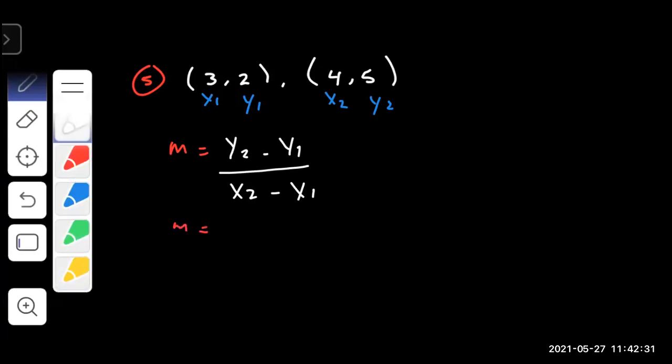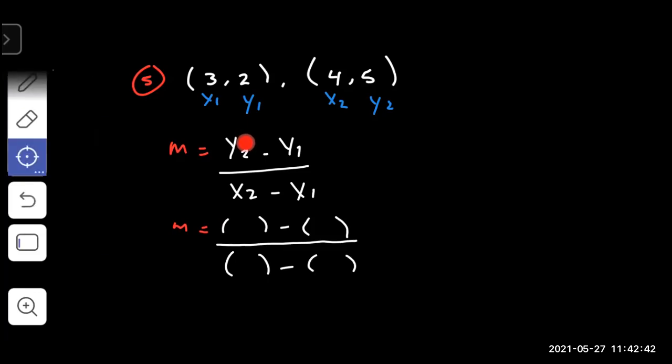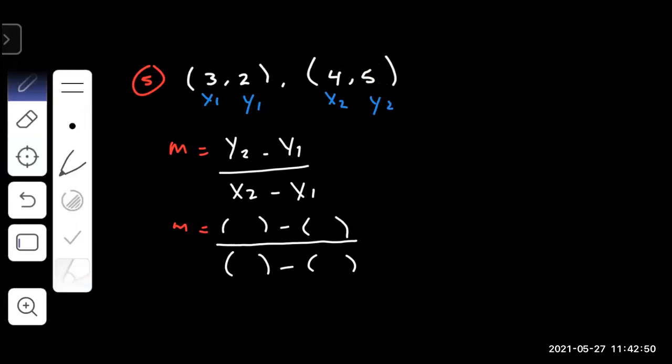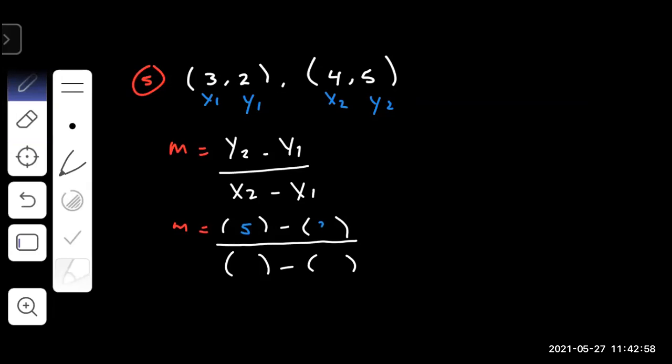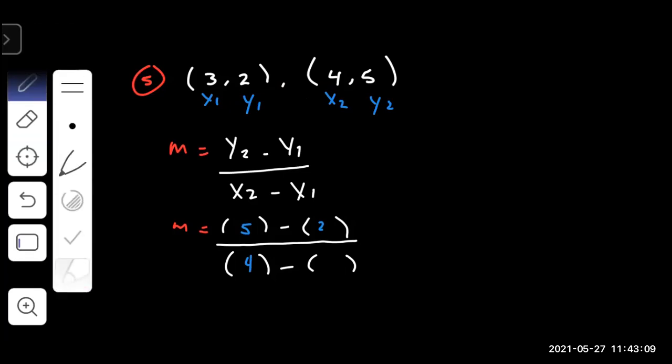What is the slope? Instead of y2, I'm gonna place parentheses, minus parentheses, all over parentheses, minus parentheses. And then let's substitute the information. What is the value for y2? 5. Y2 is 5, correct? And can someone tell me what is the value for y1? Y1 is 2. Thank you. And then what is the value for x2? This is x2, 4. And what is the value for x1? 3.